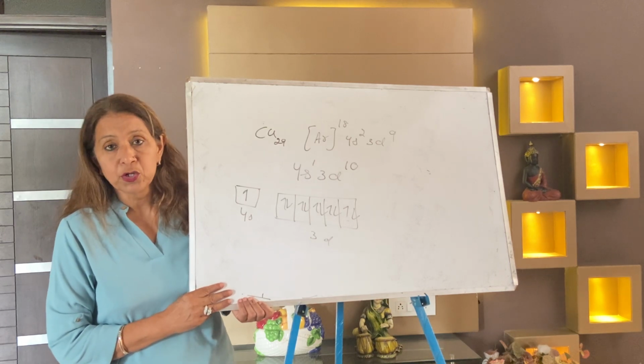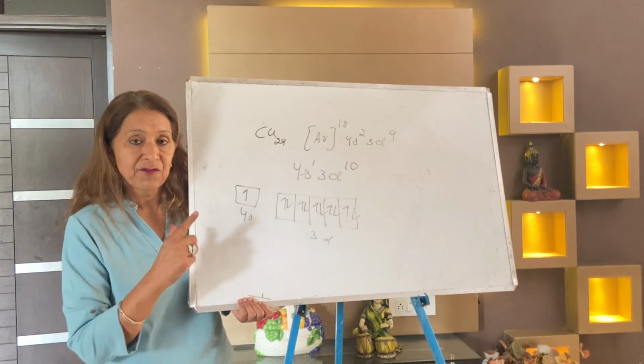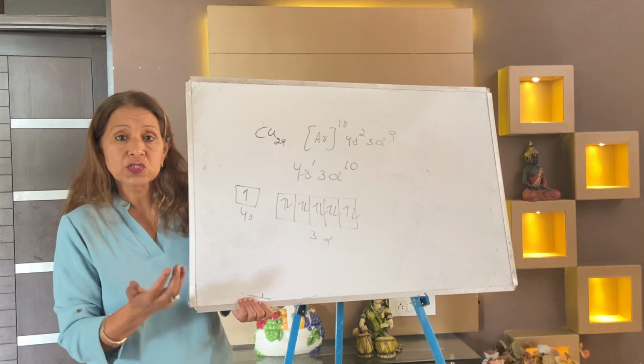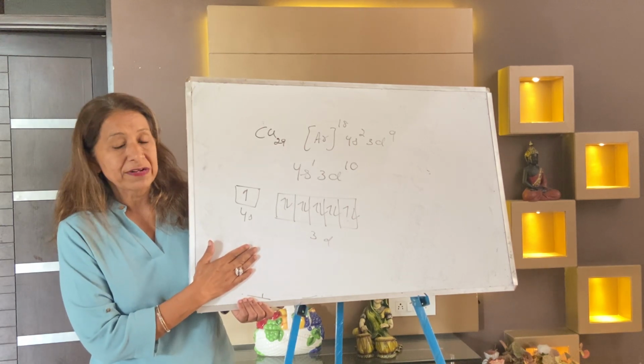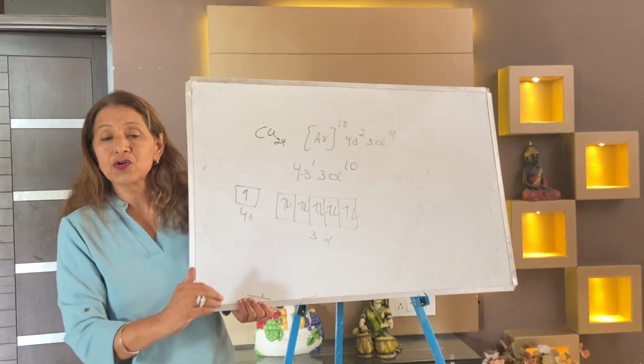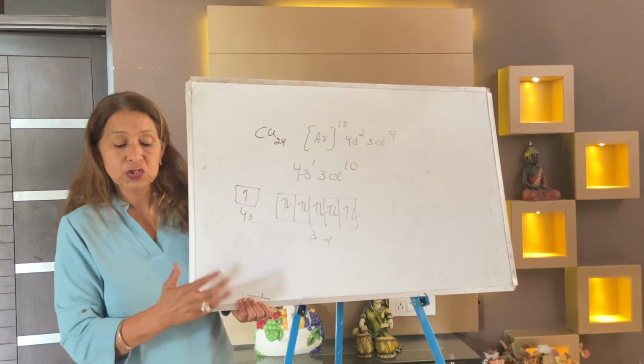Now you have completed two chapters: first is chapter 1, basic concepts of chemistry, and the second is chapter 2, structure of atom. I hope it's very clear, electronic configuration. Today's topic. Thank you.